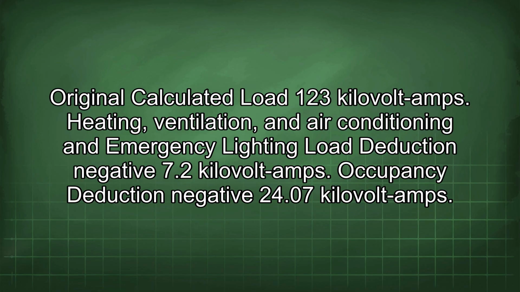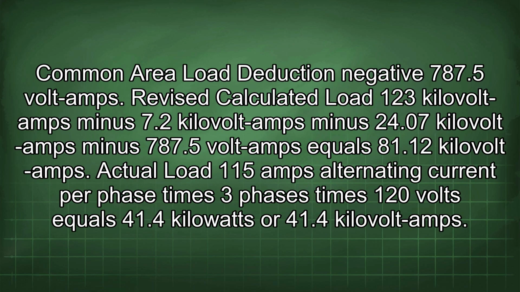Original calculated load: 123 kilovolt amps. Heating, ventilation, and air conditioning and emergency lighting load deduction: negative 7.2 kilovolt amps. Occupancy deduction: negative 24.7 kilovolt amps. Common area load deduction: negative 787.5 volt amps. Revised calculated load: 123 kilovolt amps minus 7.2 kilovolt amps minus 24.7 kilovolt amps minus 787.5 volt amps equals 81.12 kilovolt amps.